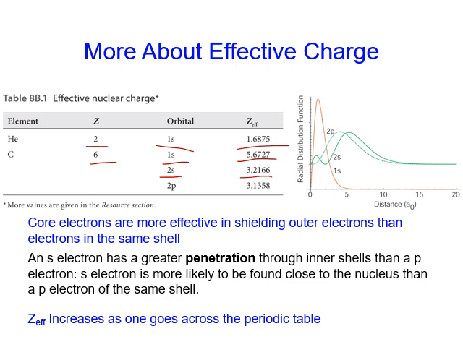So that indicates that the core electrons, in this case the 1s electrons, are more effective in shielding outer electrons than the electrons in the same shell. For the electrons in the 2p orbital, the effective nuclear charge also decreased from 3.2 to 3.1. So the s electron has a greater penetration through inner shells than a p electron, because the s orbital is more likely to be found closer to the nucleus than the p orbital. And we'll see more in the next slide.